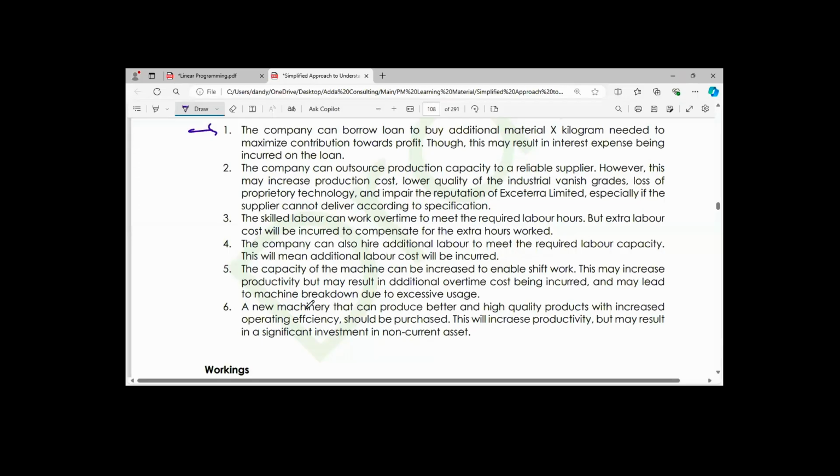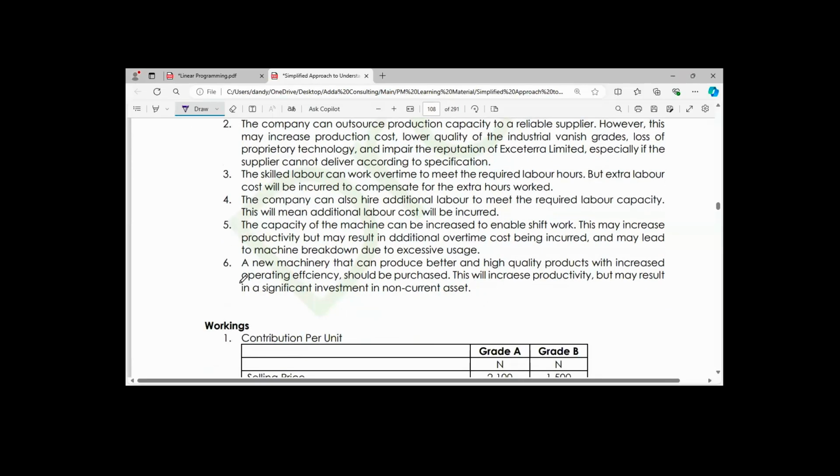It's limited to 50,000. So in order to overcome the constraint on machine hours, the capacity of the machine can be increased to enable shift work. This may increase productivity, but may result in additional overtime costs being incurred and may lead to machine breakdown due to excessive usage. If the machine breaks down, the company will also need to repair it. That's an additional cost.